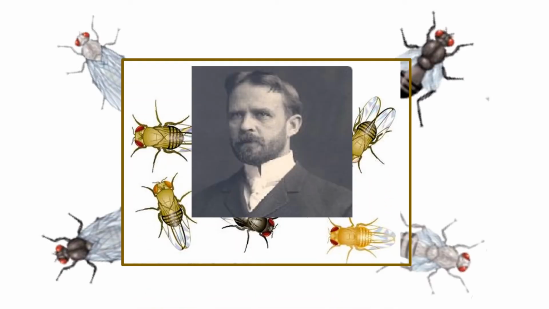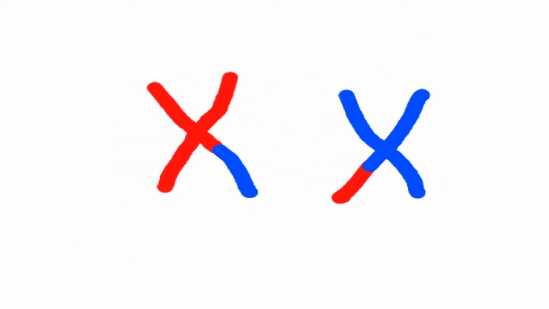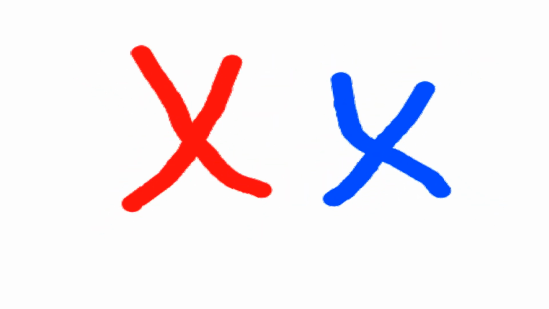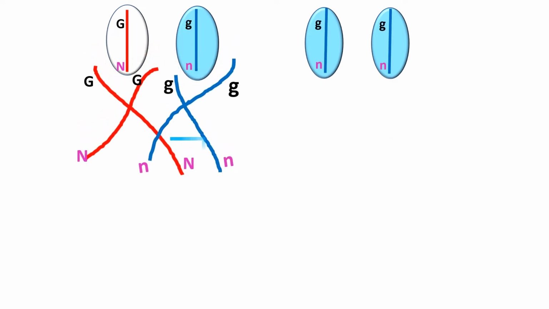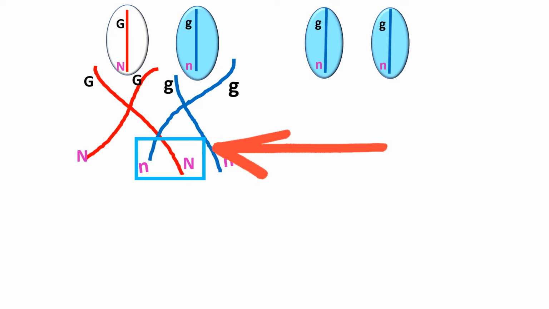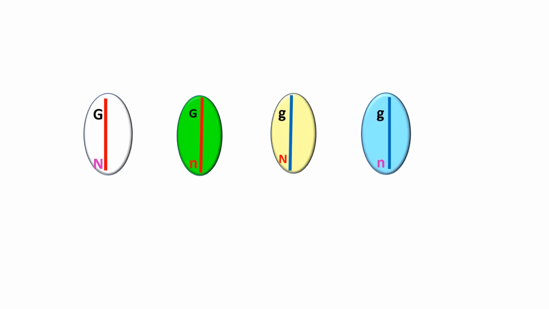Then Morgan introduced another phenomenon called crossing over to explain his results. In gametogenesis, parts of non-sister chromatids of pairs of homologous chromosomes are exchanged due to a phenomenon called crossing over. It takes place in prophase 1 of meiosis 1. Crossing over takes place between non-sister chromatids. Gametes produced by crossing over. Nature of gametes produced by crossing over.